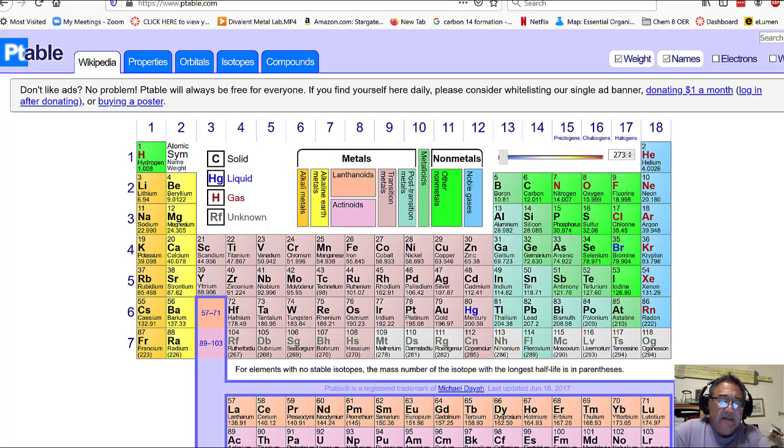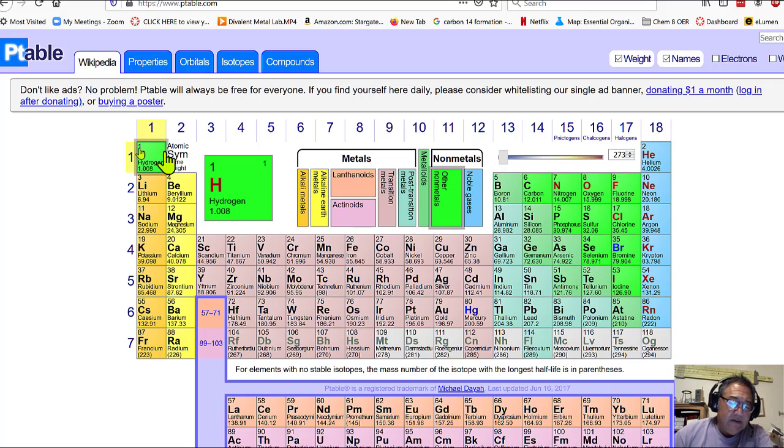Here's a fairly nice periodic table that you can find on the internet. It's called P-Table. I think it's free, and ad-free, I think. But it's a fairly nice periodic table. And what you'll notice is, if you look on this periodic table, I'll get this mouse here, there's hydrogen, right? It'll pop up in the window right here. And then there's beryllium. So each one of these, okay, is a different kind of element.